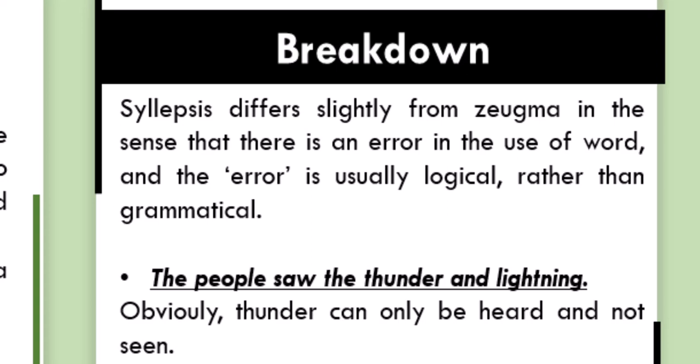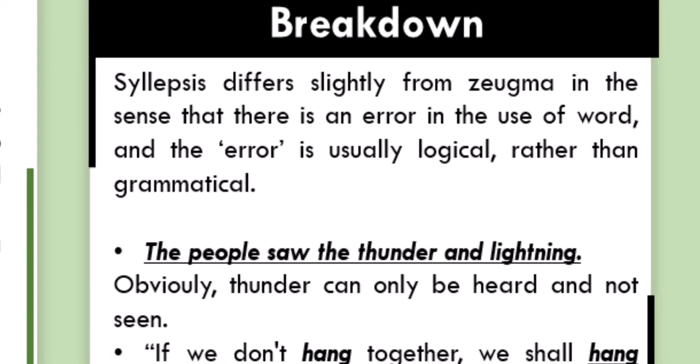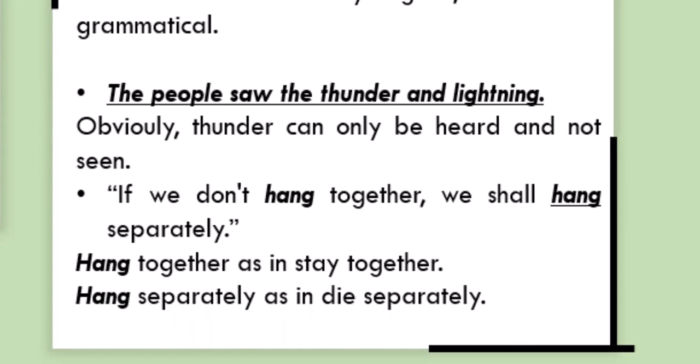Okay, so let's take a look at this. The people saw the thunder and lightning. Obviously, thunder can only be heard, not seen. So when we use "the people saw the thunder and lightning", here the verb saw has been used as a syllepsis. It's a form of zeugma, but when it's not really appealing in the best way it can be used grammatically and logically, then we have it as zeugma. If we don't hang together, we shall hang separately. So zeugma is achieved when a word is used twice as well.